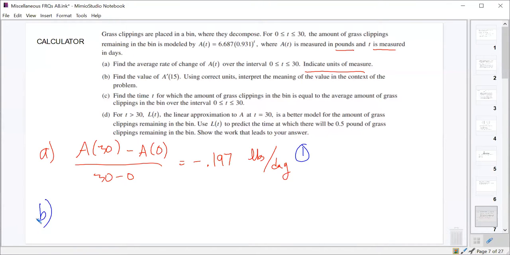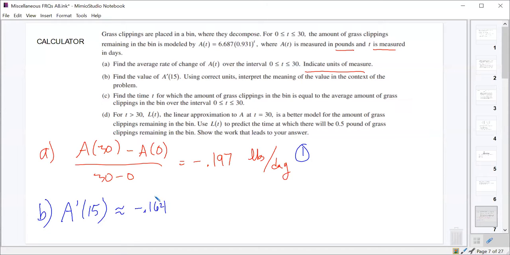All right, part B, find the value of A prime of 15. Well, your calculator will tell you what the value of A prime of 15 is. Please don't waste your time trying to take the derivative of this by hand. Just have your calculator tell you what the derivative of that is at 15, right? A prime of 15 is approximately equal to negative 0.164.